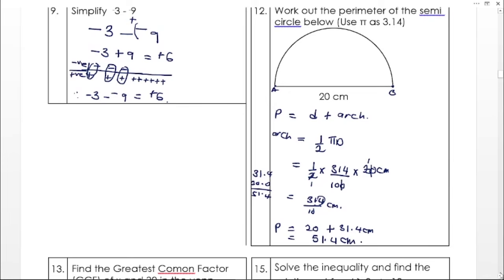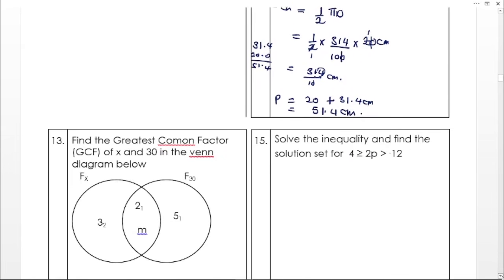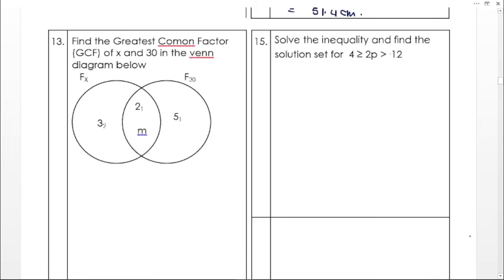Great. Let us now go and see this other question. This other question is very simple.